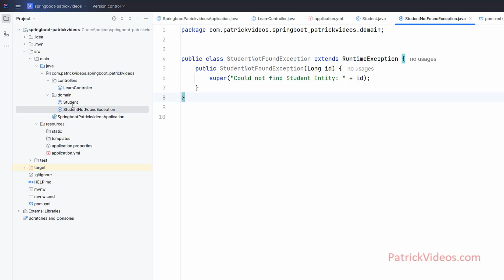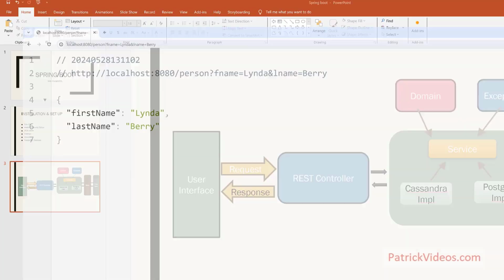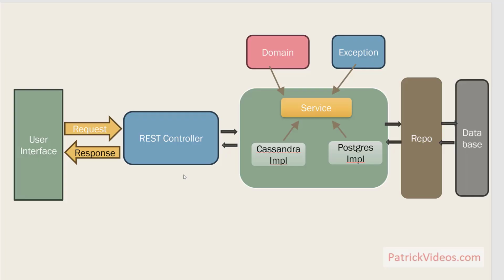Now that we have created the domain class called student and the StudentNotFoundException custom exception, let's take a look at how it fits in the overall picture. So remember this, we had the UI, in this case it's the Chrome browser, and we were able to call the REST controller using an HTTP request, and it returned the information, like this. Now we are building out the rest of the project. We are now creating domain classes called student, and custom exceptions, StudentNotFoundException.